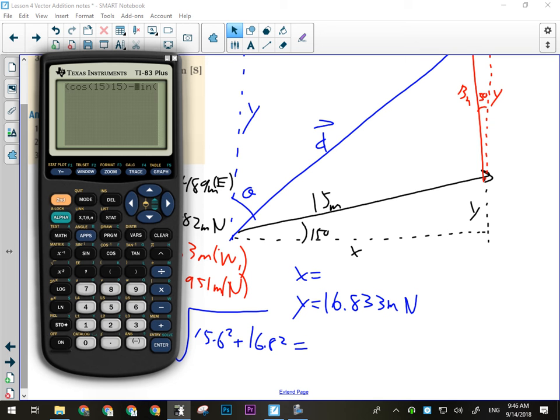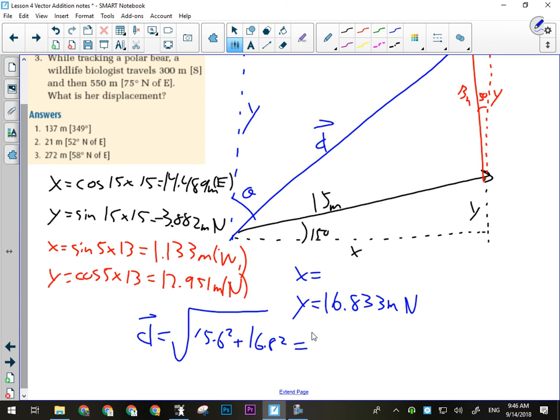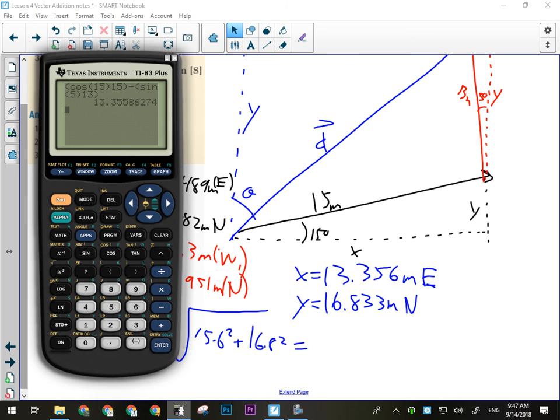Oh. That's better. 13.355. Yeah, okay, that's better. Meters east. Okay, now we'll get better numbers. Okay, now we're going to use the Pythagorean theorem with these numbers that are right.